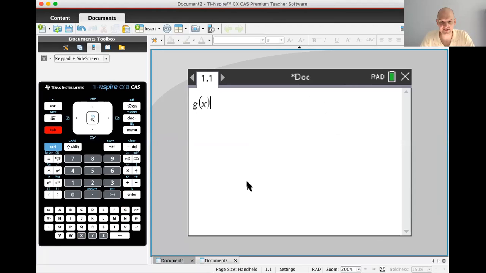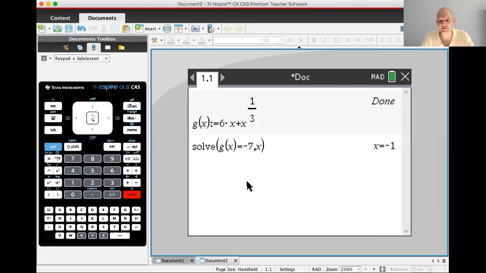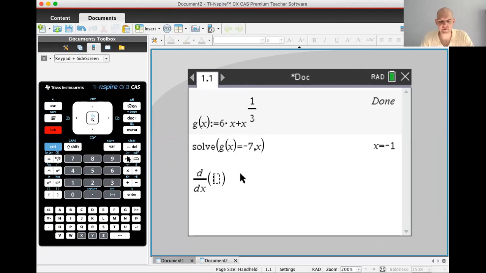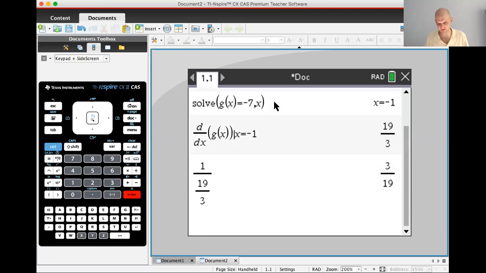All right, so g of x is given to be 6x plus the cube root of x, so I'm going to do x to the 1/3. First thing I did was solve g of x equals -7 for x. Then I found the derivative with respect to x of g of x at this x value we just found, such that x is -1. Then I did 1 over that answer to get 3/19. So that's how you do them on the calculator. It's worse when the numbers are gross because then you have to store values and deal with that stuff, but not bad, right?